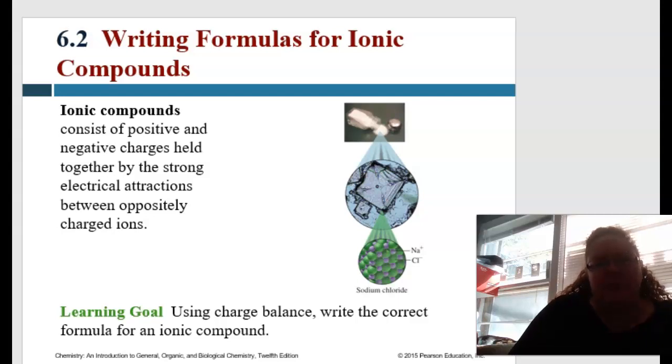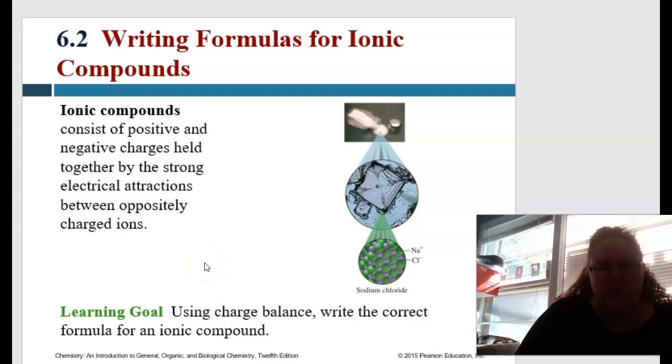Moving on to writing the formulas for ionic compounds. Ionic compounds consist of positive and negative charges that are held together by strong electrical attractions between oppositely charged ions. An example would be sodium chloride, which is table salt. Sodium is positive, chloride is negative, so the ionic bond between them is strong, and that's what we're going to learn how to calculate now.